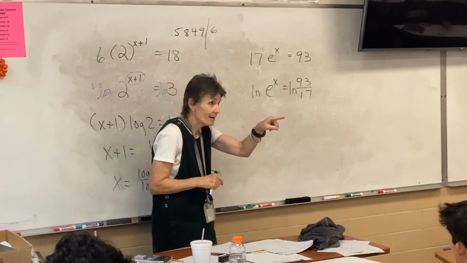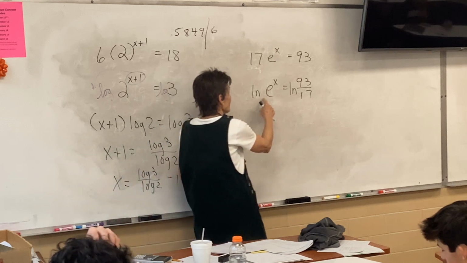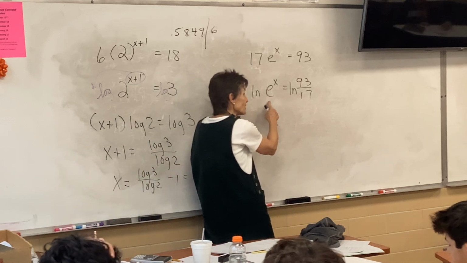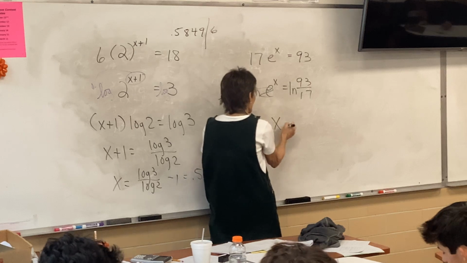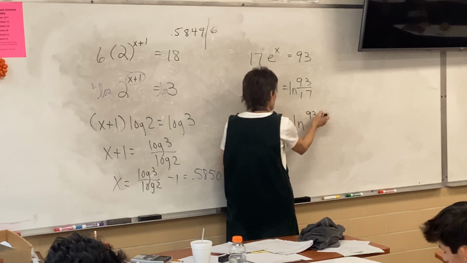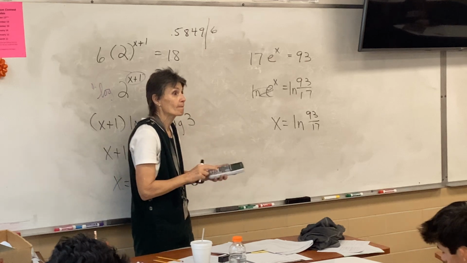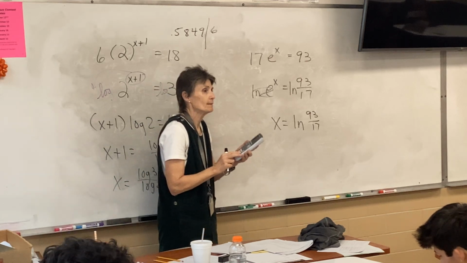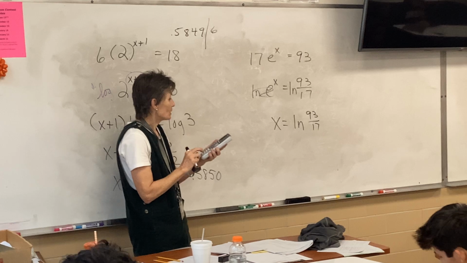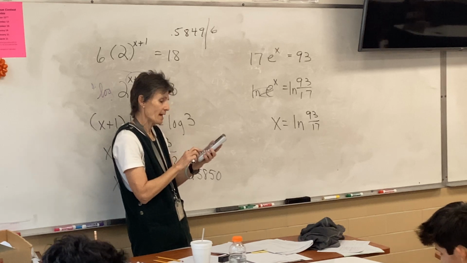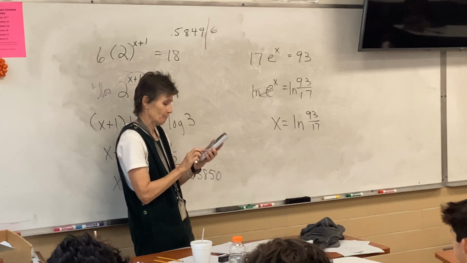When an ln and an e touch each other, they cancel. So x equals ln 93/17, whatever that is. Now, in this case, it's strategic to use ln. Absolutely. Could you get the same answer going the other way? Absolutely, but it would be more work. It'd be different.